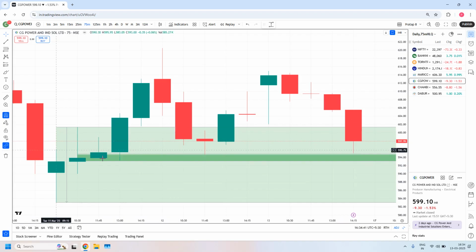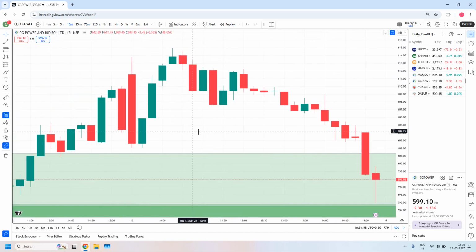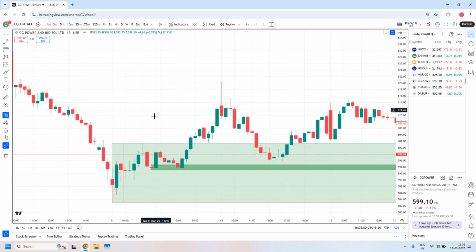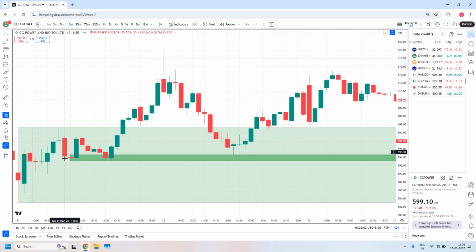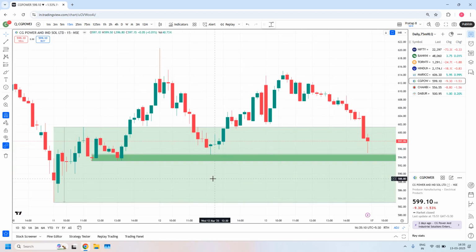But how did we fine-tune CG Power? How did our software identify it? Our software identified this as a 75 minutes high liquidity demand zone, a drop, 3 base candles and a rally and follow through candles. And this 75 minute zone is fine tuned with a 15 minutes time frame. So here we have a 15 minute zone, drop, base, rally, and this zone is acting as a high liquidity zone because multiple times it is getting tested.